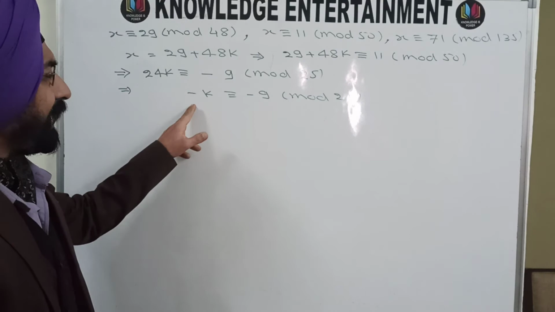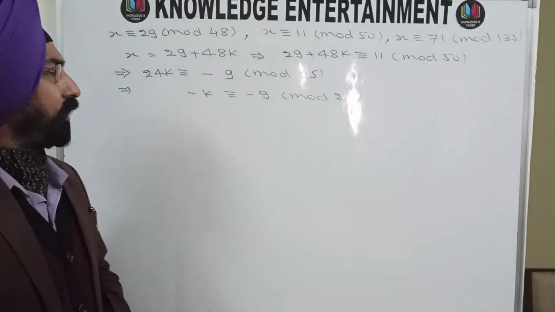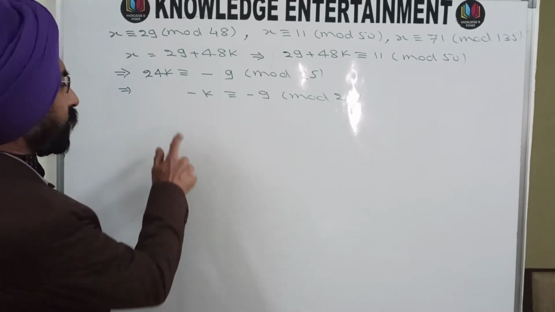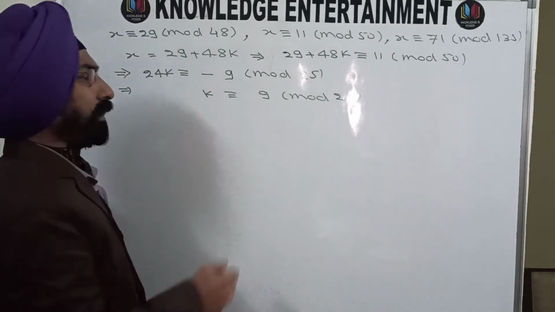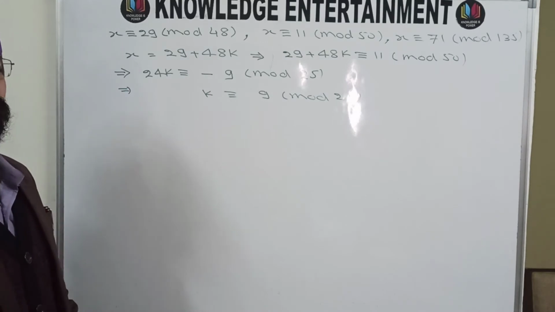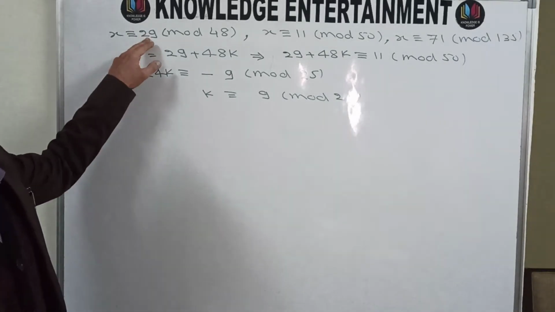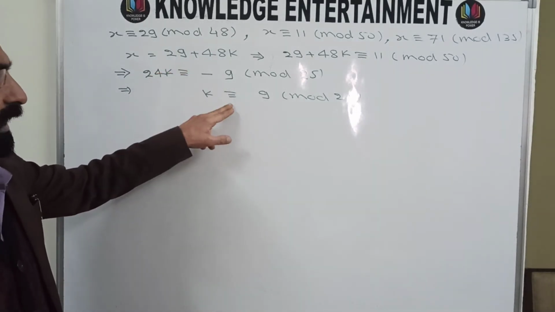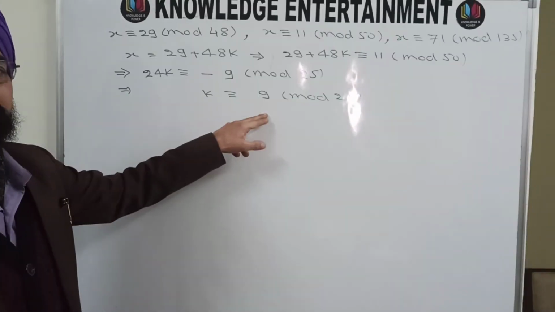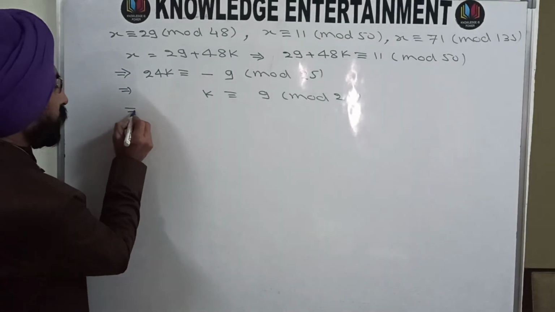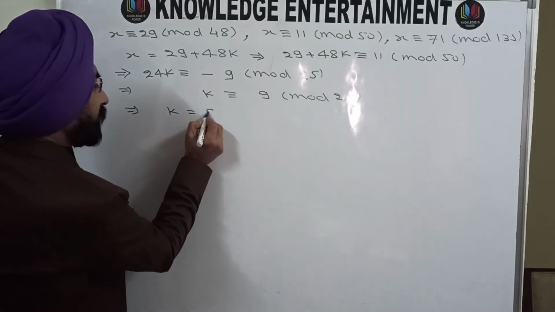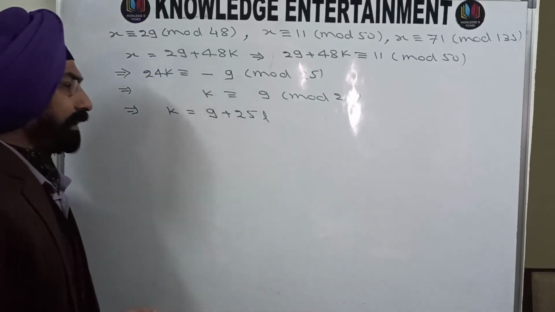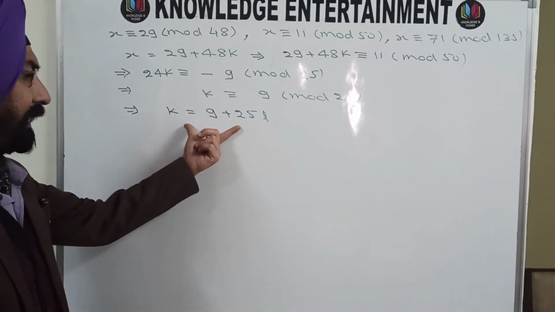Now it is minus k is congruent to minus 9 modulo 25. So multiply both sides by minus 1, you will get k is congruent to 9 modulo 25. As I told you earlier, if this type of linear congruence is there, I will directly write the solution like this. So here once again we are having a linear congruence of this type. So what solution will you get? You will get k is equal to 9 plus 25L. This will be your value of k.